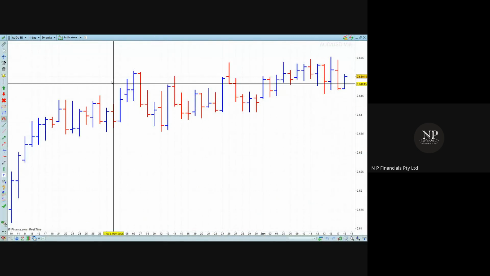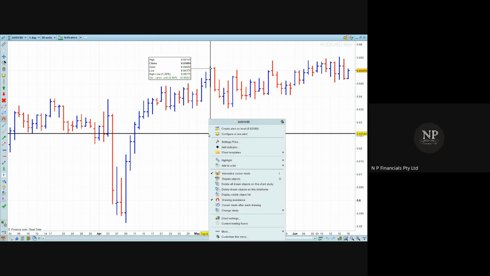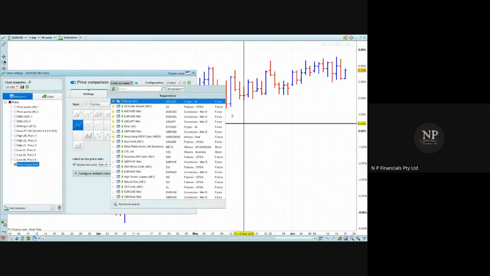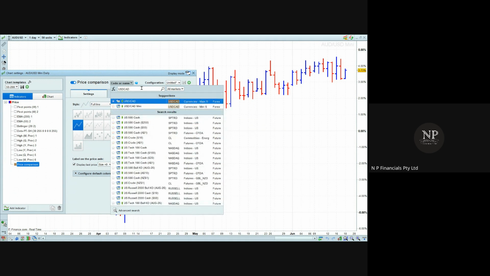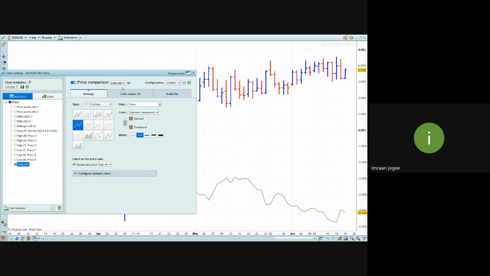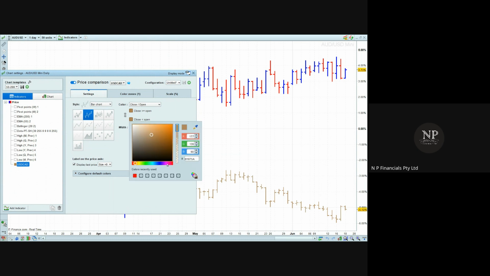How to do it? This is the Australian dollar in front of you. Write it down: right click on the chart, then more, and compare to instrument. When you do that, it will ask you which instrument to compare. You write it down here, USD/CAD, that means United States dollar with Canadian dollar.